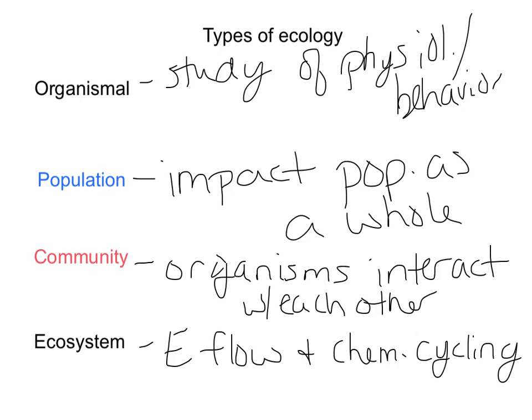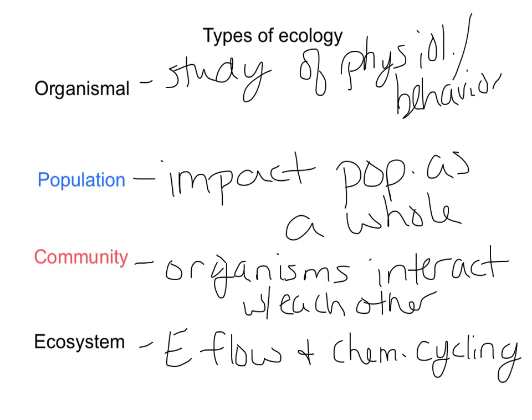With organismal ecology, again, you're looking at the changes in the physiology and the behavior as the organism is interacting with the environment. Population ecology, you're looking at the factors that can impact the population, the large number of individuals in that area. Community ecology, how they're going to interact with each other as well as the environment. And then ecosystem ecology would be that whole energy flow. This is where you bring in your thermodynamics and your biogeochemical cycles.